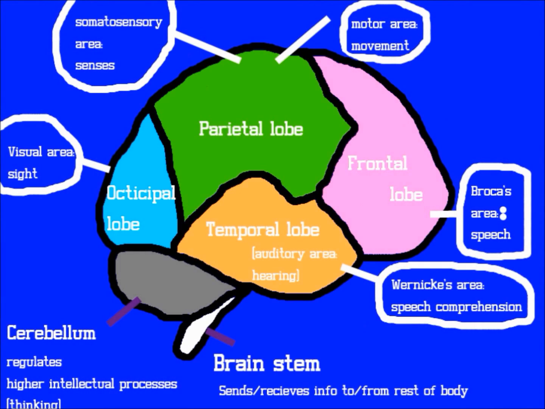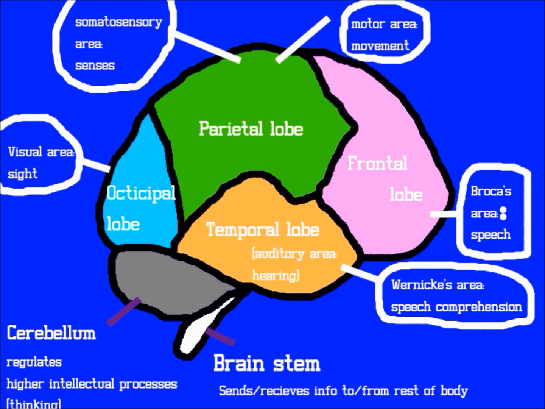First of all, we'll start off with localization of function, which is basically just where the different parts of the brain are located. There are 4 lobes: the frontal lobe, the temporal lobe, the occipital lobe, and the parietal lobe. The frontal lobe has an area called Broca's area, which deals with speech, and the temporal lobe deals with hearing. It's the auditory area. It contains an area called Wernicke's area for speech comprehension. Don't get that confused with Broca's area.